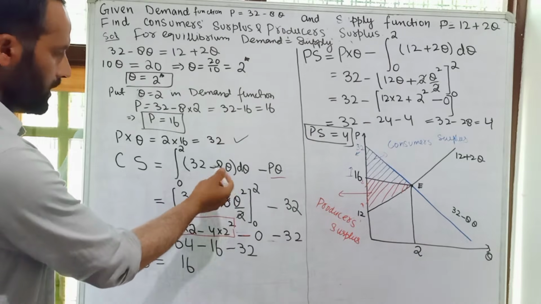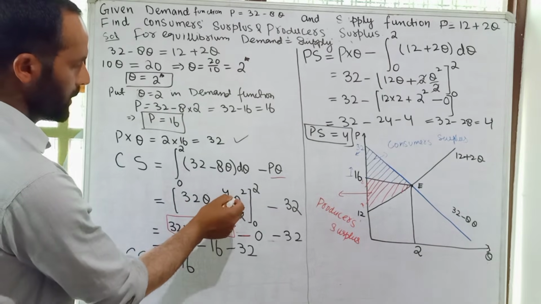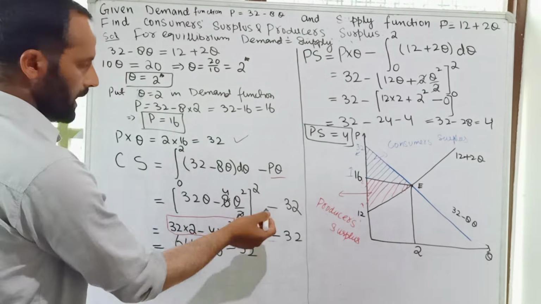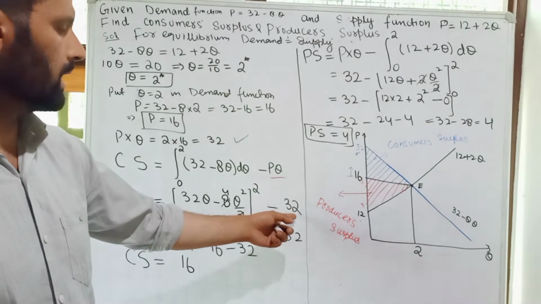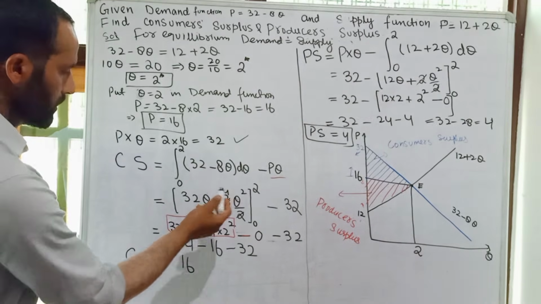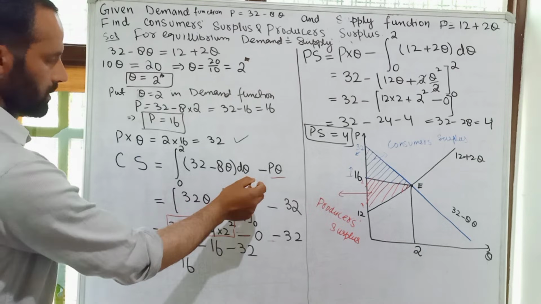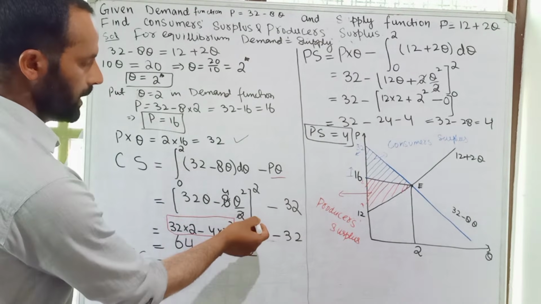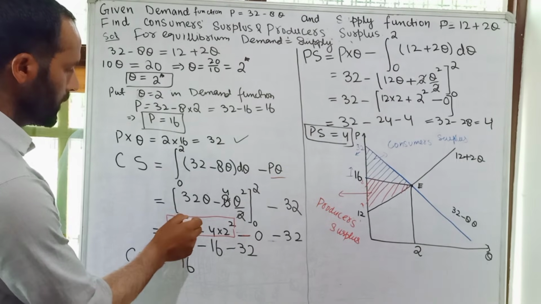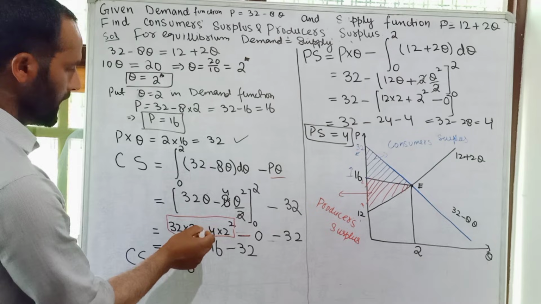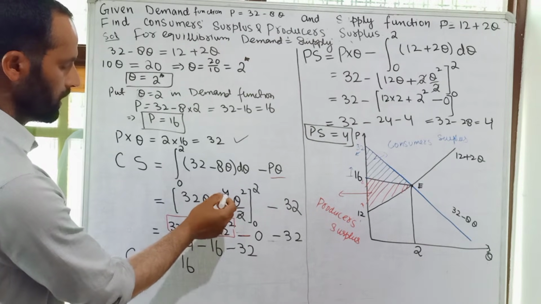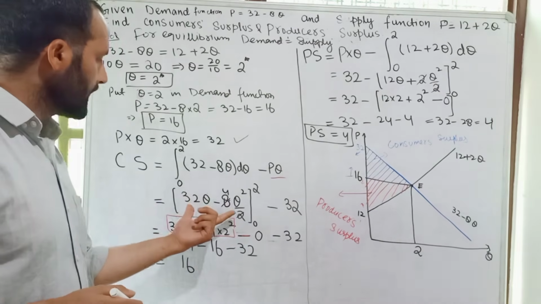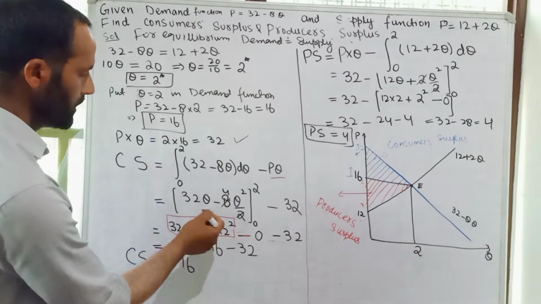Now integrating this demand function gives us 32Q minus 8Q squared divided by 2. Now we have to evaluate this from 0 to 2 and subtract from this the given total expenditure, that is 32. First we put Q equal to 2, then we subtract the same terms evaluated at Q equal to 0. That is 32 into 2, minus, cancelling the 2, 4 into Q squared, that is 4 into 2 squared, minus the same terms evaluated at Q equal to 0.